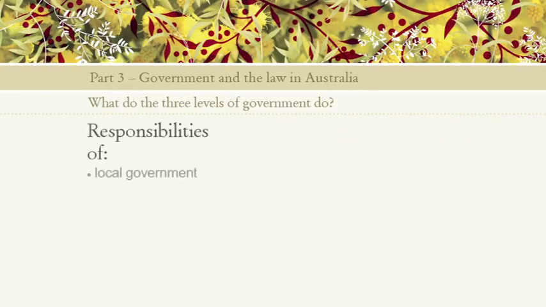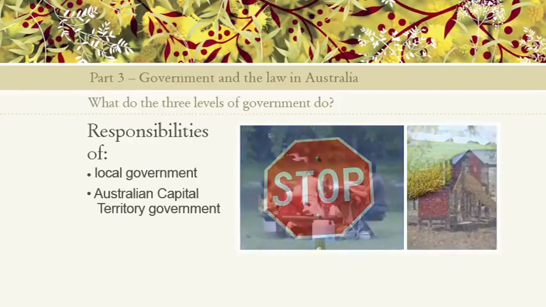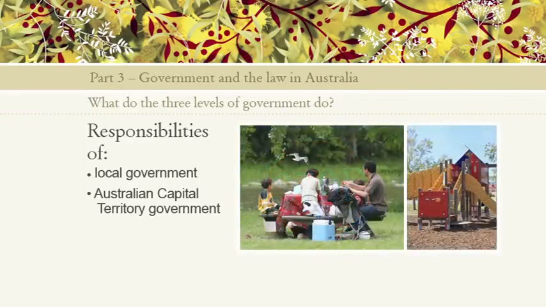Responsibilities of local government and the Australian Capital Territory Government. Street signs. Traffic controls. Local roads, footpaths, bridges. Drains. Parks, playgrounds, swimming pools, sports grounds. Camping grounds and caravan parks.